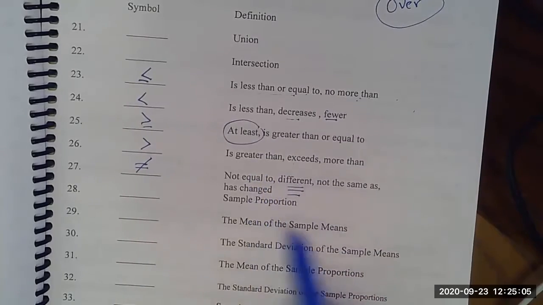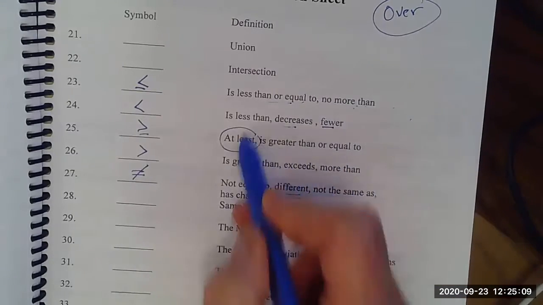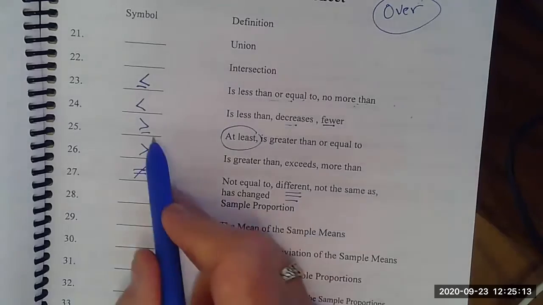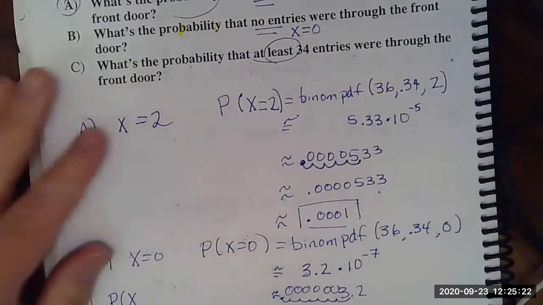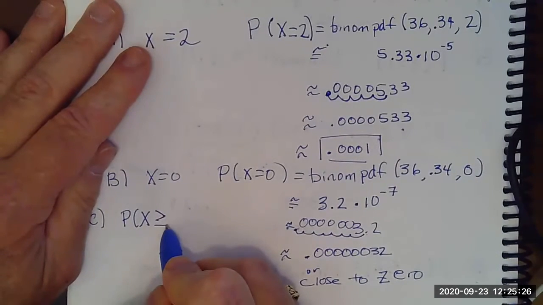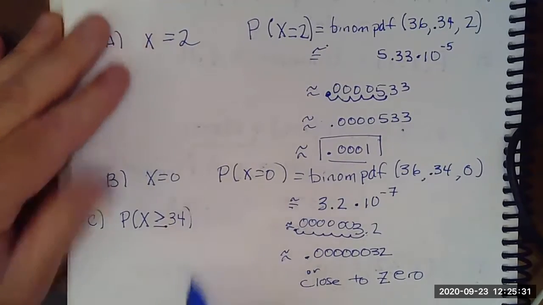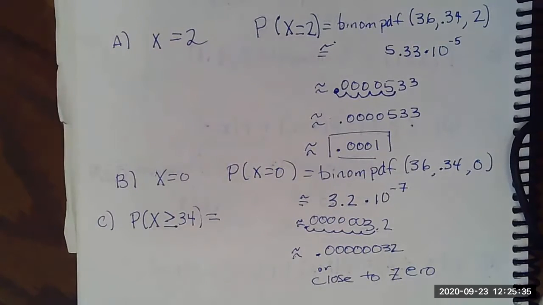Where's that "at least"? It's in there somewhere. Oh, there it is. I already circled it. At least for the other class. Okay, "at least" has got an equal sign to it: greater than or equal to. So what you do is you go, probability that the number of burglaries through the front door is at least, let's see, 34, equals. So now you've got more than one.